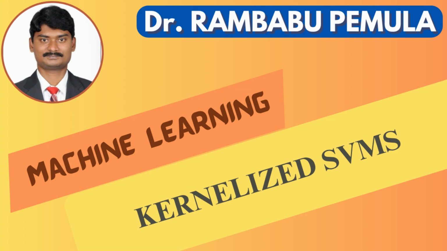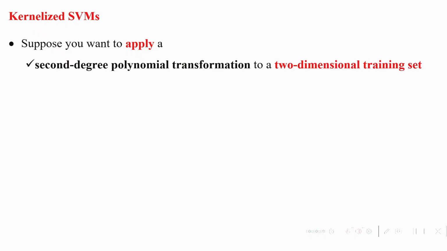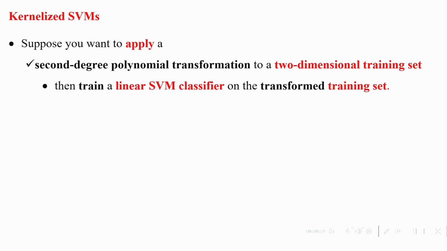In this video, I am going to discuss kernelized SVMs. Suppose you want to apply a second degree polynomial transformation to a two-dimensional training set. That means we have a two-dimensional set, and on this training set we apply the second degree polynomial transformation. Then we train a linear support vector machine on the transformed training set. This is the process of applying linear SVM classification.